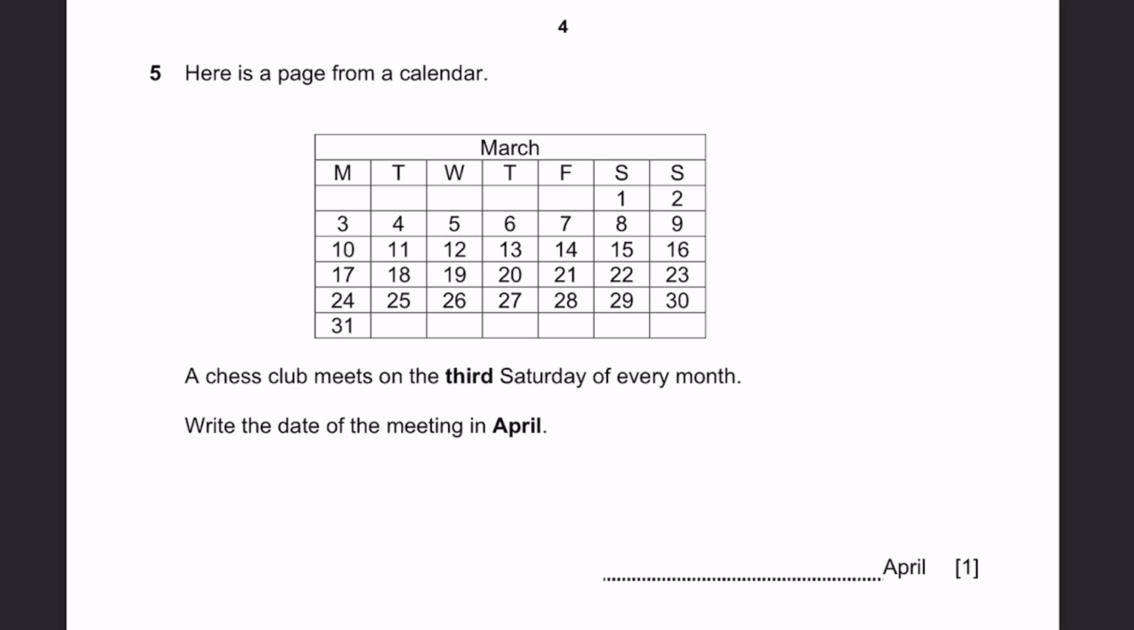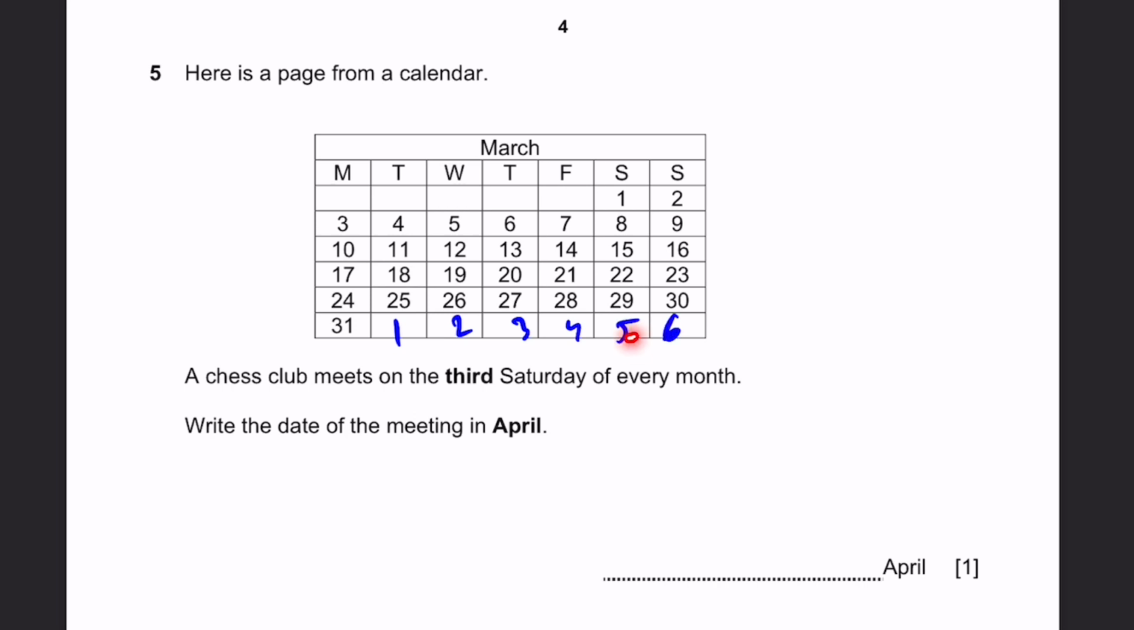Question 5. Here's a page from the calendar. Chess Club meets on the third Saturday of every month. Write the date of the meeting in April. So the Saturdays are in the 6th column, and for April, we'll have 31st of March here. That means 1st April, 2nd April, 3rd April, 4th April, 5th April, 6th April over there.